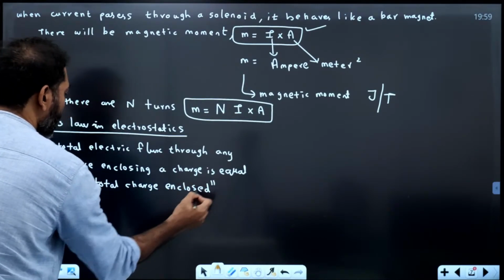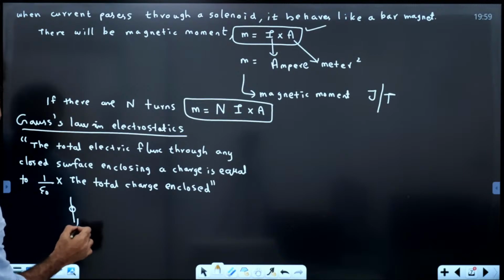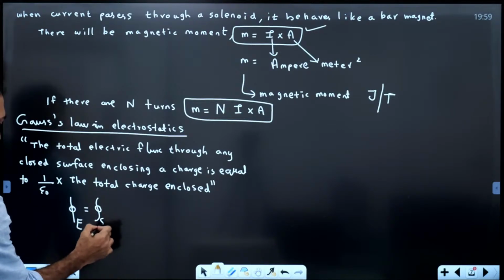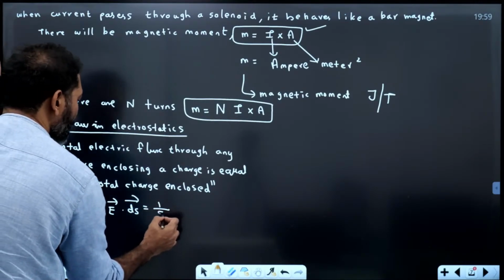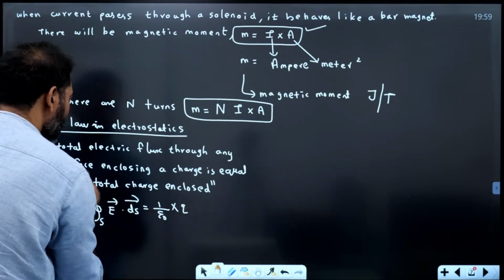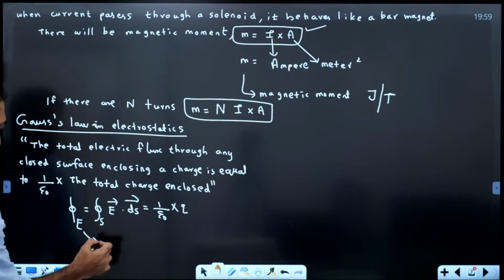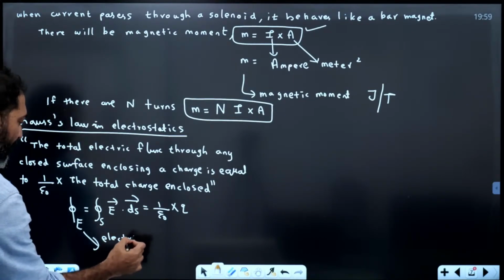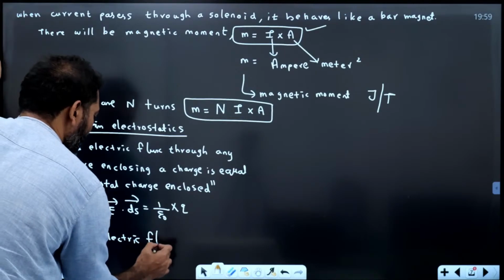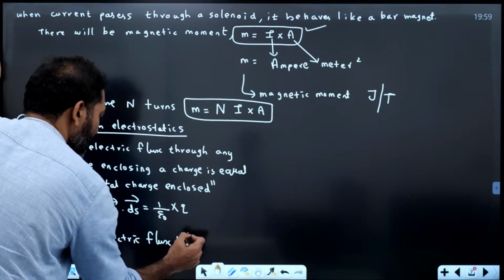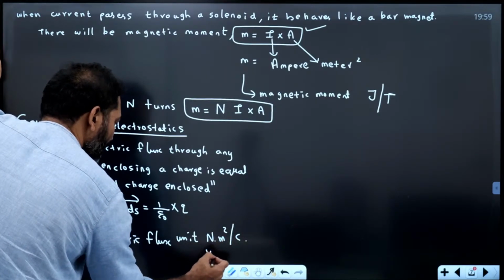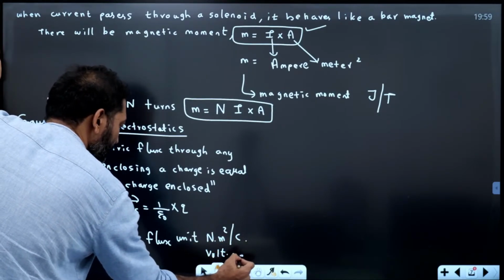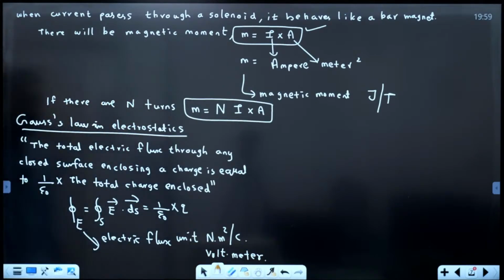We know that formula. Phi suffix e is equal to integral over S E vector dot dS vector is equal to 1 by epsilon 0 times q. I think explanation is not required. What is phi suffix e? Electric flux, which is the number of lines of force passing normally through an area. Electric flux unit is what? Newton meter square per coulomb. Another unit is volt meter. These are the two units for electric flux. This is Gauss's law in electrostatics.